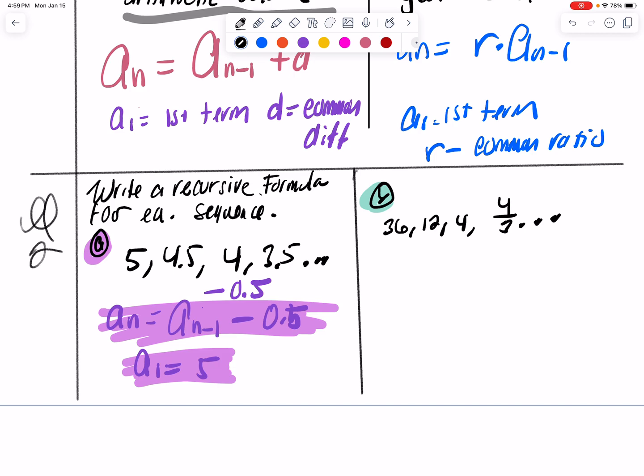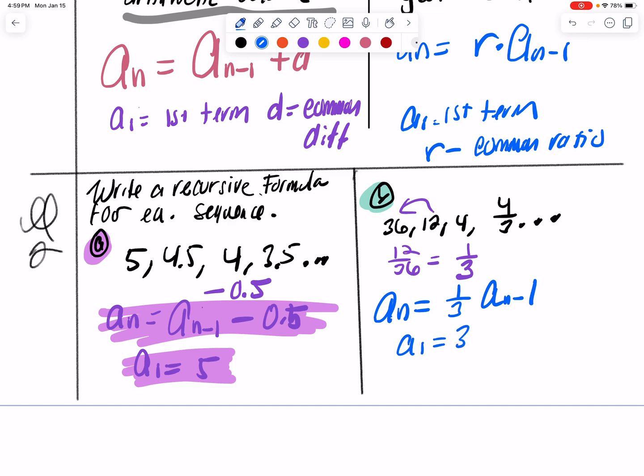Okay, so remember that it is this over this. So 12 over 36 would give you 1/3. And I'm going to leave it as 1/3. So I'm going to do that one in blue. So a to the n equals 1/3 a to the n minus 1. And then I have to say a to the first. I'm starting at 36. There, that's it. That's how you write a recursive formula.